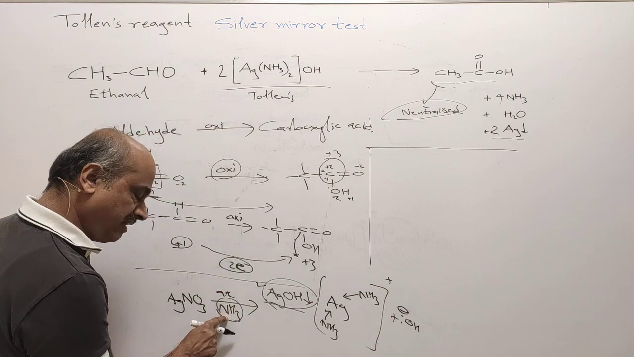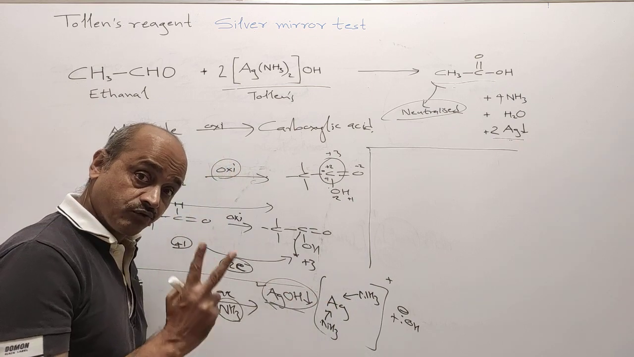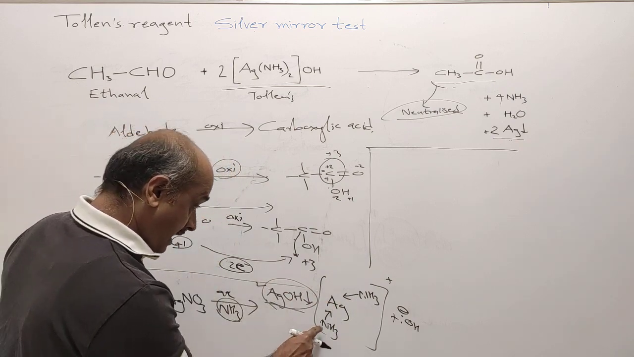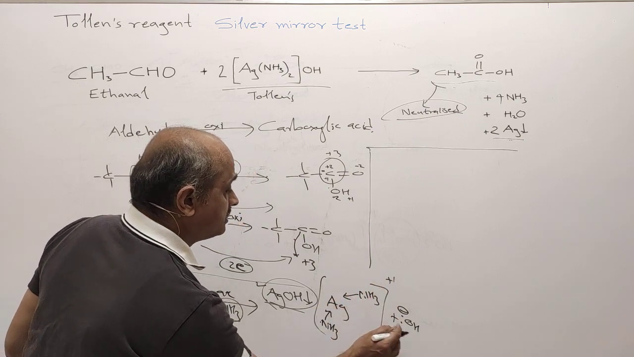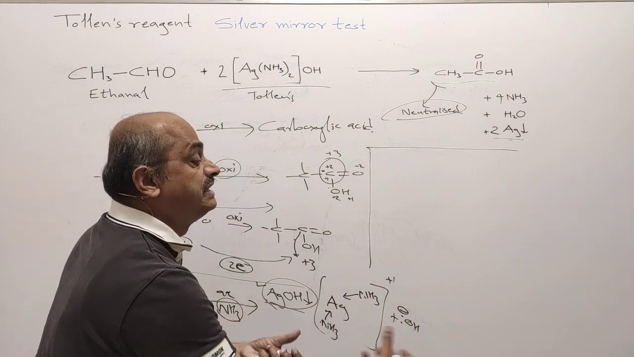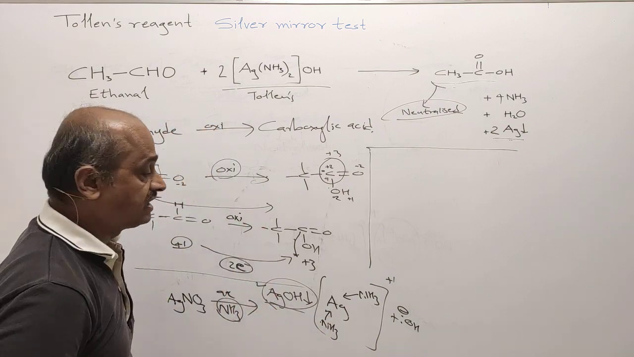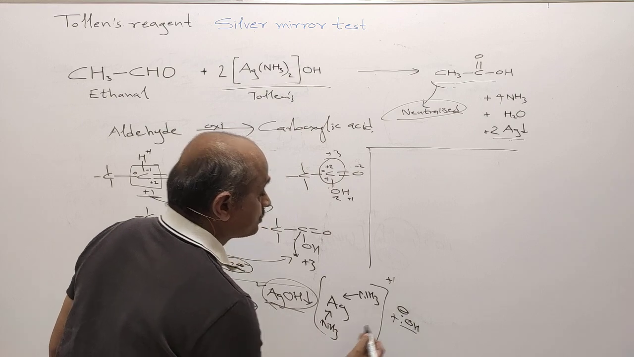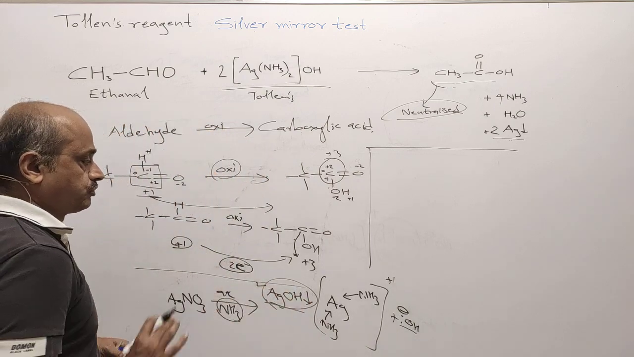So when we do it ammoniacal, the Ag plus ion has the capacity to form 2 coordinate covalent bonds with ammonia molecules. And in this form, the +1 charge will remain +1. These 2 ions in aqueous solution will be free. So Ag plus will be available free for the reaction with aldehyde. And OH minus is also separately available in free form. So this should be in our minds.